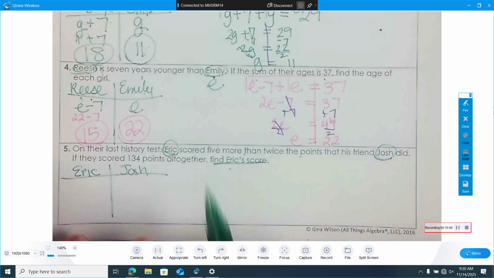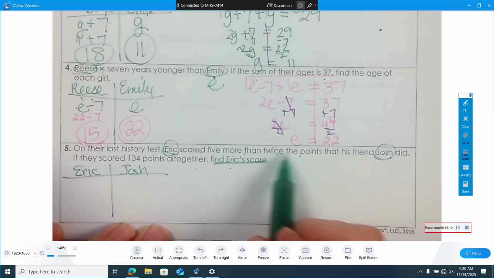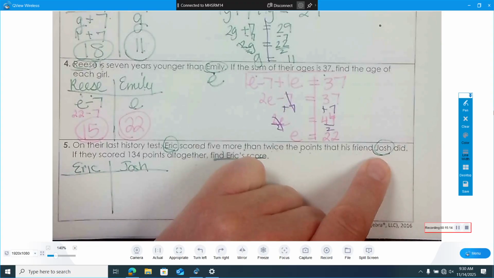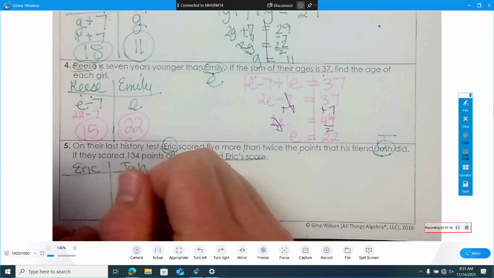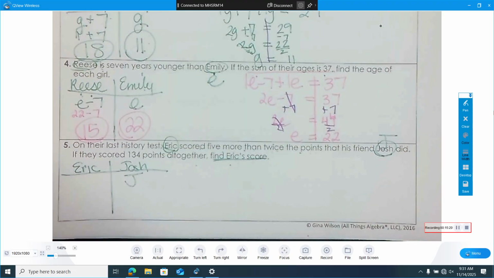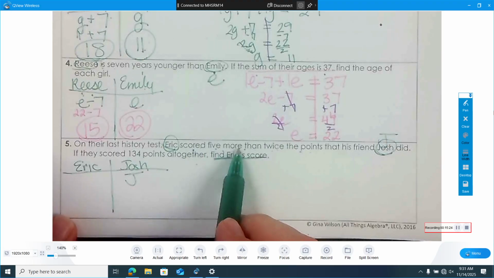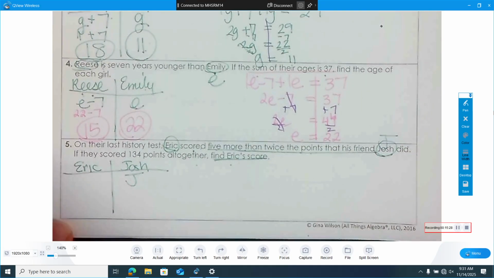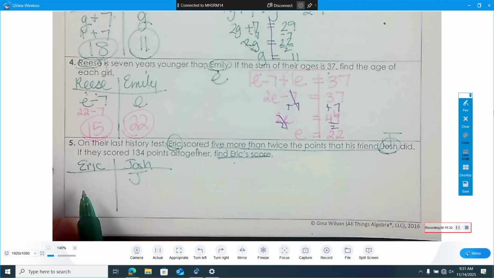And let's see, it says Eric scored 5 more than twice the points that his friend Josh did. Do we know how many points Josh scored? No, what can we call that? J. Yeah, so we're going to let Josh be J. And then it says Eric is 5 more than twice his friend Josh. What should we write for that?